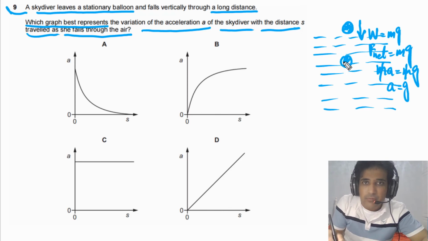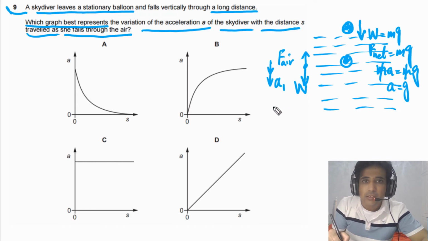Imagine that when the skydiver is here, there are two forces acting on the skydiver. One is the weight that is acting down and the other one is the air resistance. Air resistance is acting upwards. These two forces are not balanced. It simply means that the skydiver has acceleration that is downwards. The resultant force has decreased. It means acceleration, we can say this is A1. So A1 will be less than g.